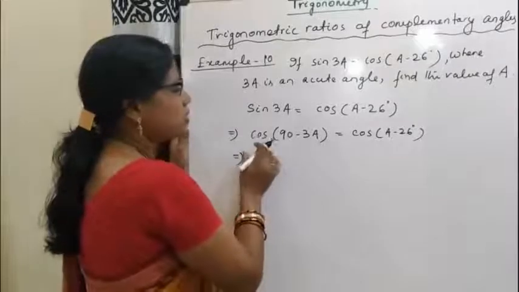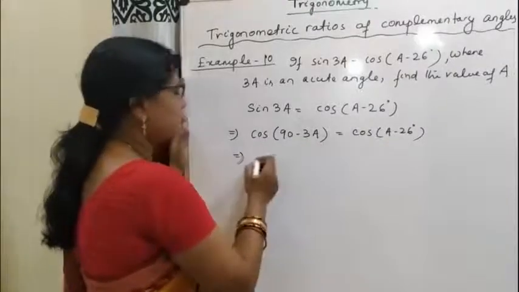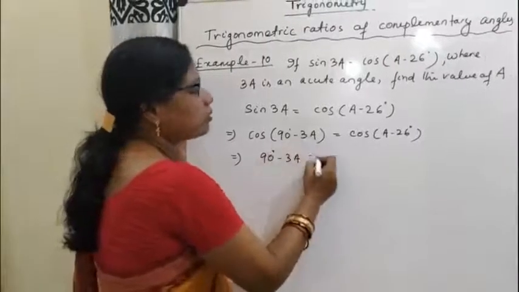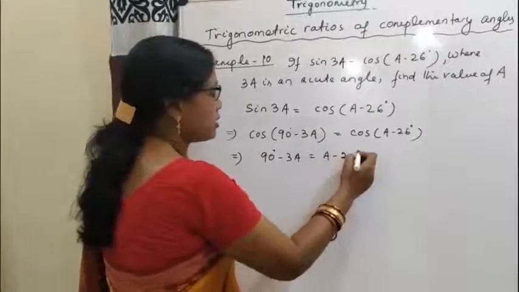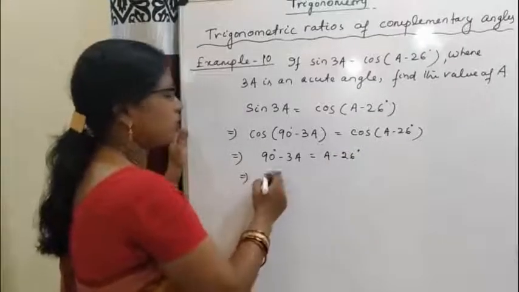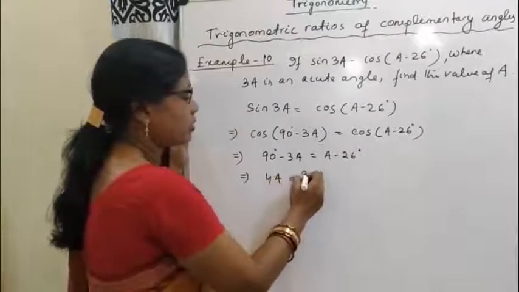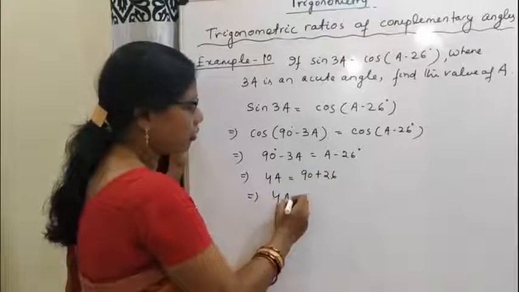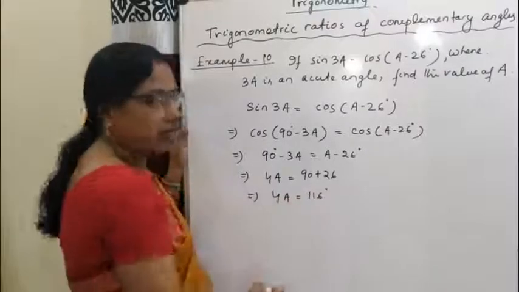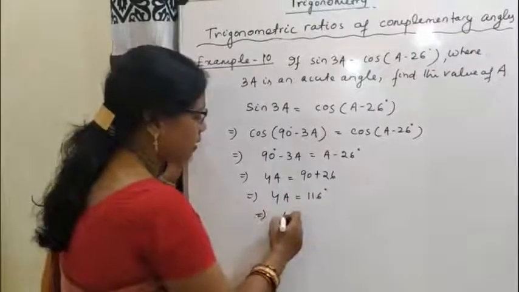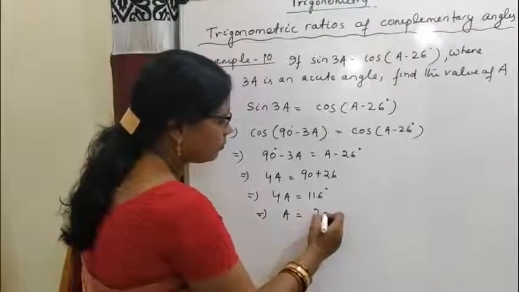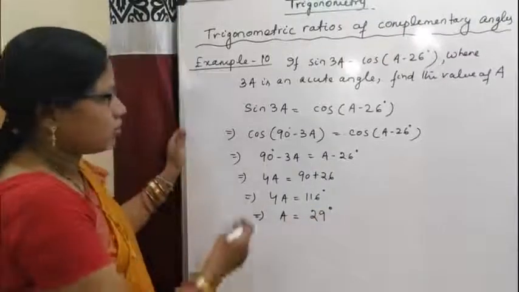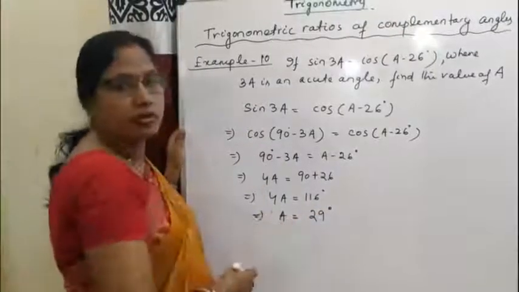So comparing both the sides, we can conclude that 90 minus 3A is equal to A minus 26 degree. So this implies 4A is equal to 90 plus 26. So this implies 4A is equal to 116 degree. So this implies A is equal to 29 degree. So we find the value of A. A is equal to 29 degree.